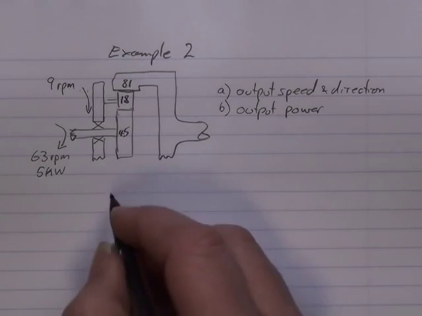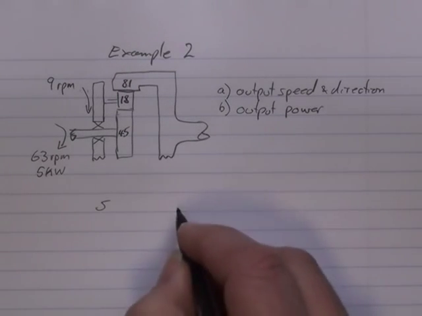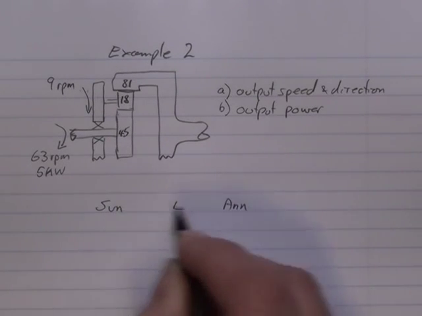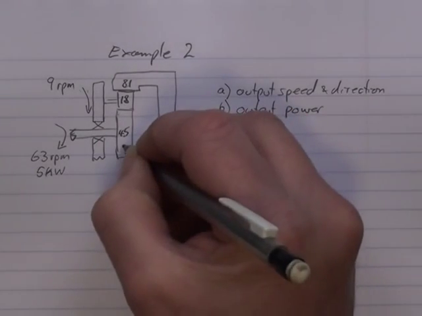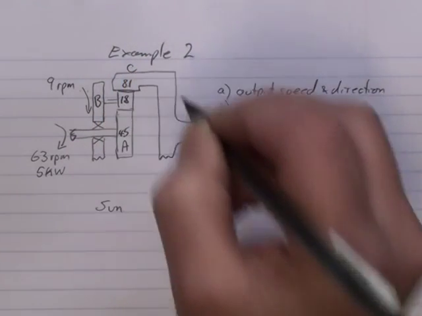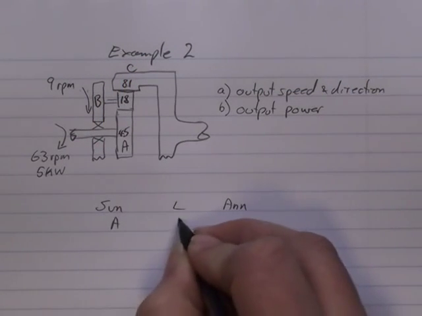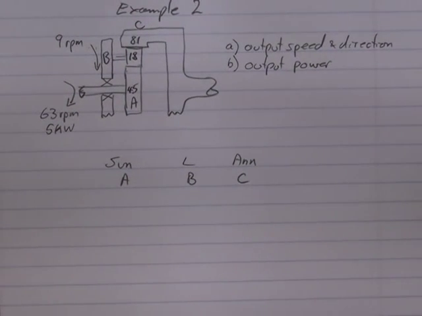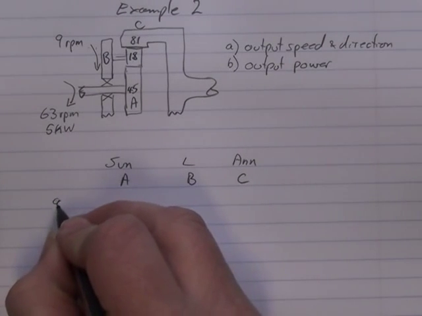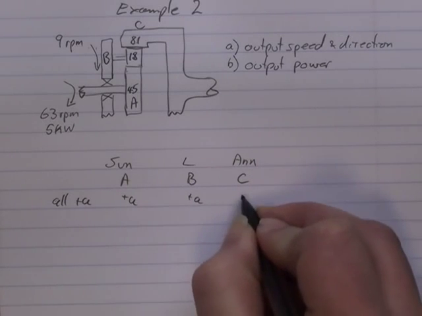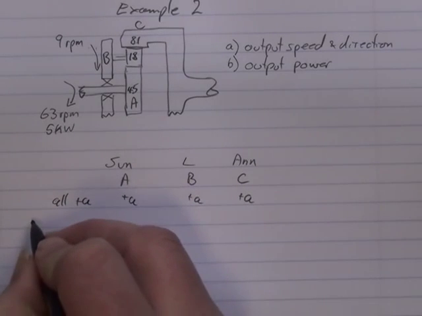So as before, construct a table. Sun gears, links and annuluses. Let's call this A, we'll call this one B, we'll call this one C. So this is A, this is B, this is C. First part is we now go all plus A, plus A, plus A.